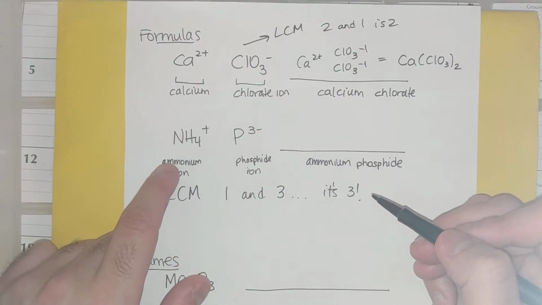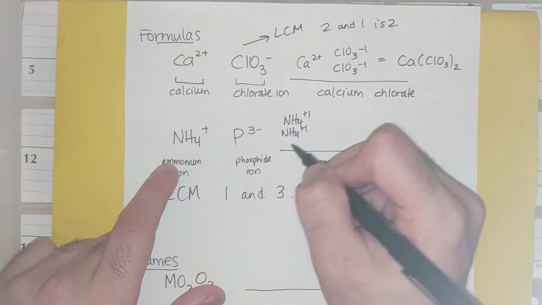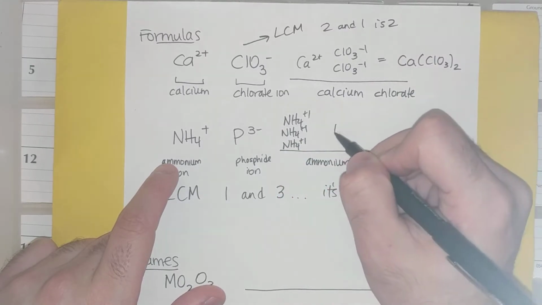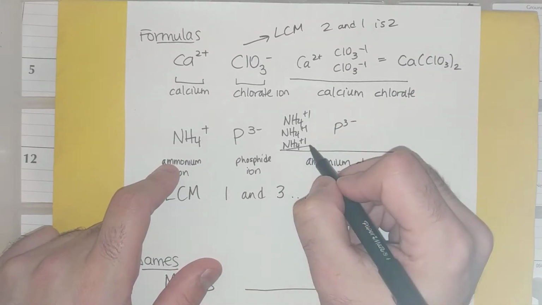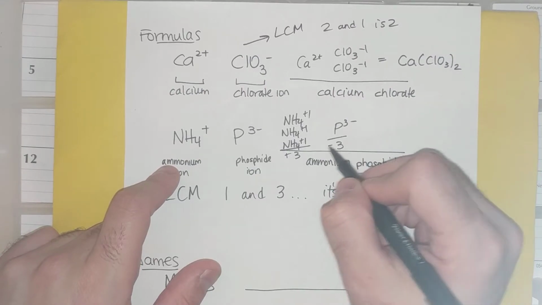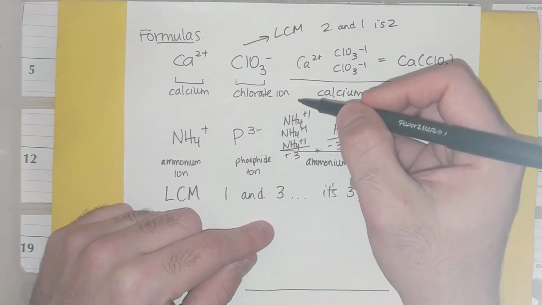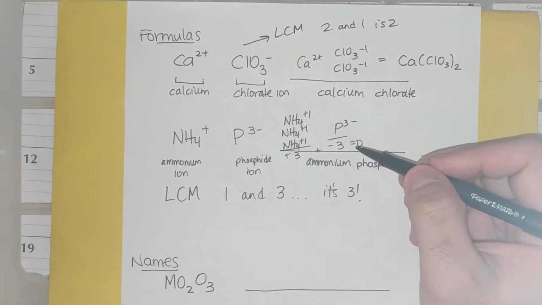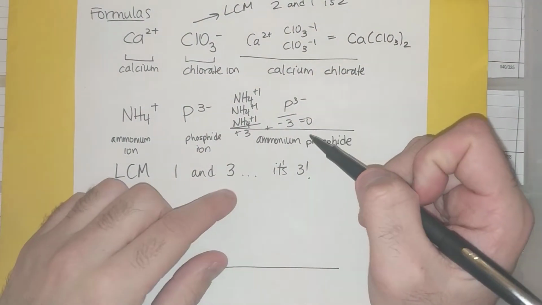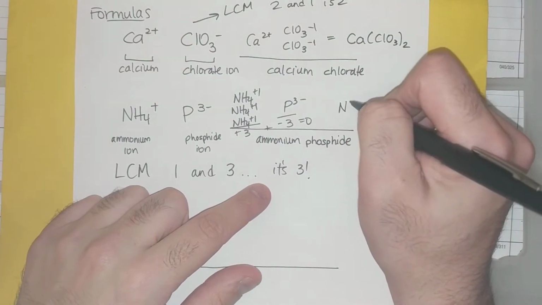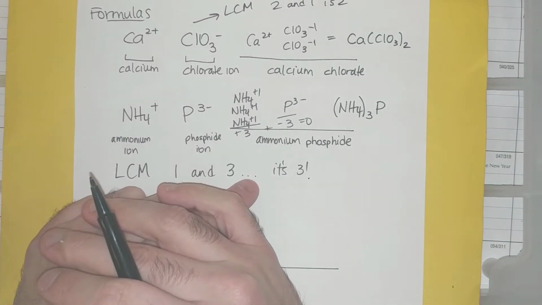How can I get ammonium to be at 3? Well, I'm going to need 3 ammoniums. And 1 phosphide ion. Positive 1, positive 1, positive 1. That adds up to positive 3. This is negative 3. That equals 0. How do I write a compound that has 3 ammoniums and 1 phosphide ion? Well, the way that I do that is NH4. If I need 3 of them, it's got to go in parentheses and then a P.